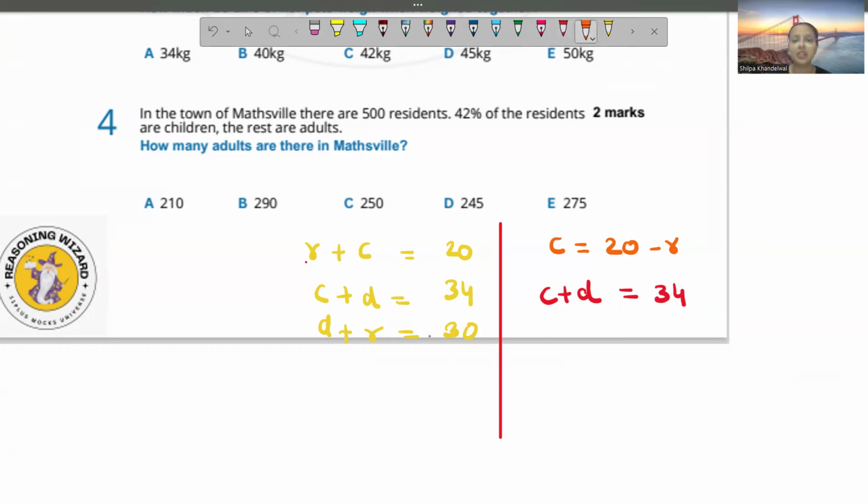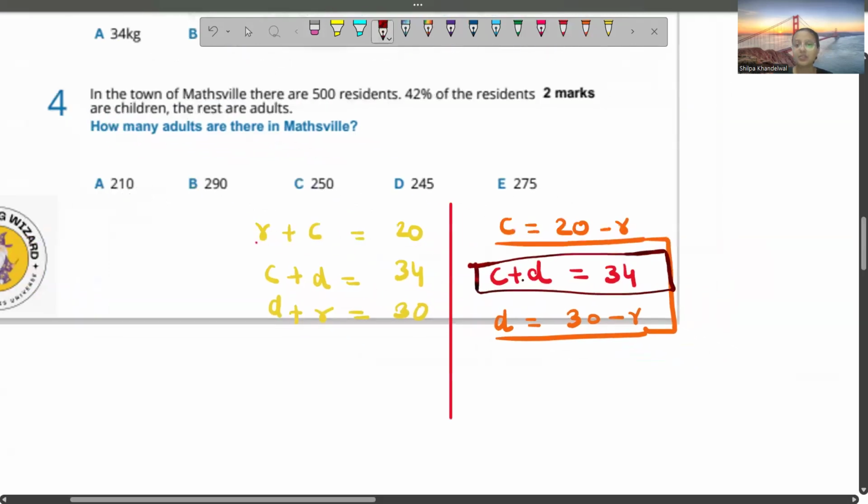How? You will be able to see in the next step. So from here, I will calculate the D value, which will be equal to 30 minus R. Now you can clearly see I have the C value and the D value. Now I'm going to put both these values here in the second equation. Here, I'm going to substitute this.